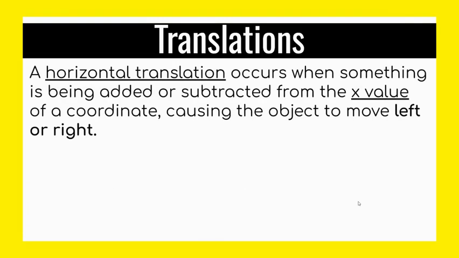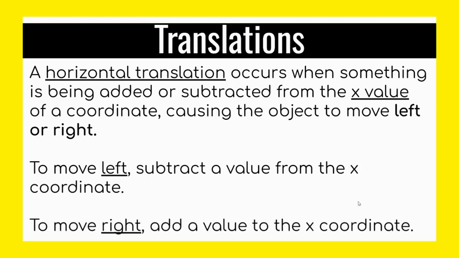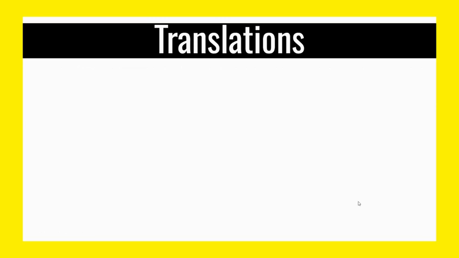A horizontal translation occurs when something is being added or subtracted from the x value of a coordinate, causing the object to move left and right. Our x values on the coordinate plane move left and right because you have your negatives to the left and your positives to the right. To move left, you're going to subtract a value from the x coordinate, and to move right, you would add a value to the x coordinate.